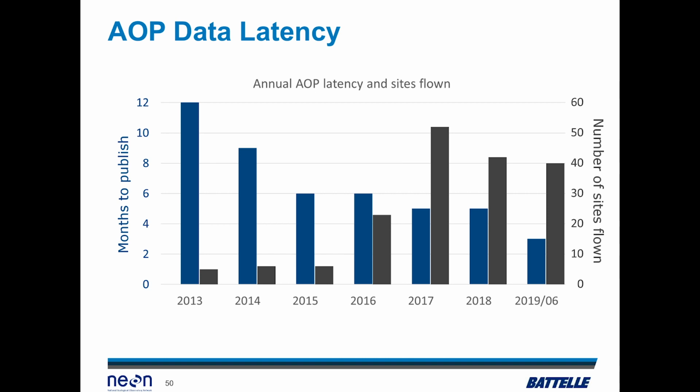Kind of what I wanted to highlight here is that latency is in the blue, and then the gray is how many sites that we've flown. And so way back in 2013, it was taking like a year to process the data. We only had like 6 sites. But as we've increased the number of sites that we've been flying, we've also been decreasing the total latency.